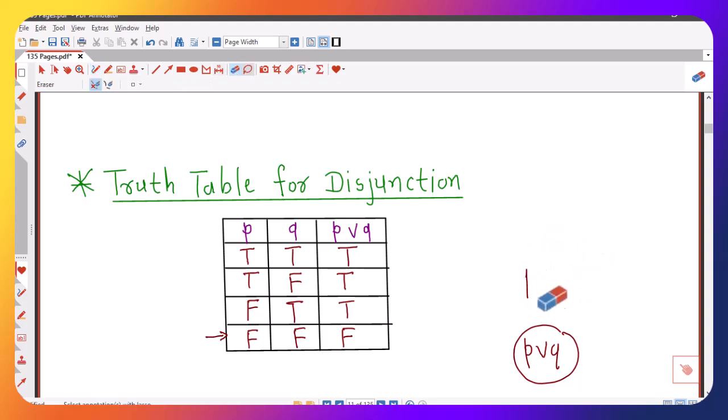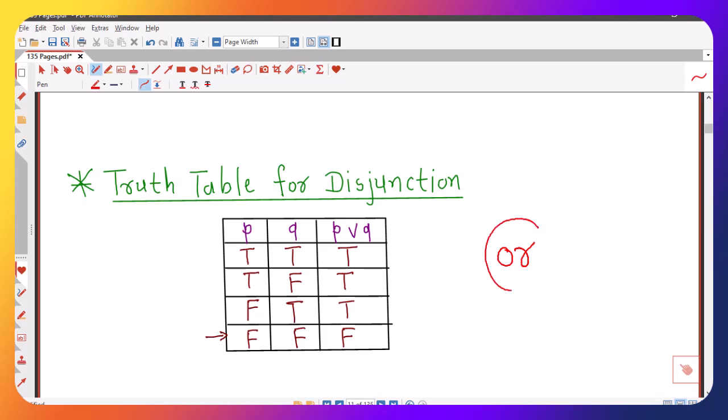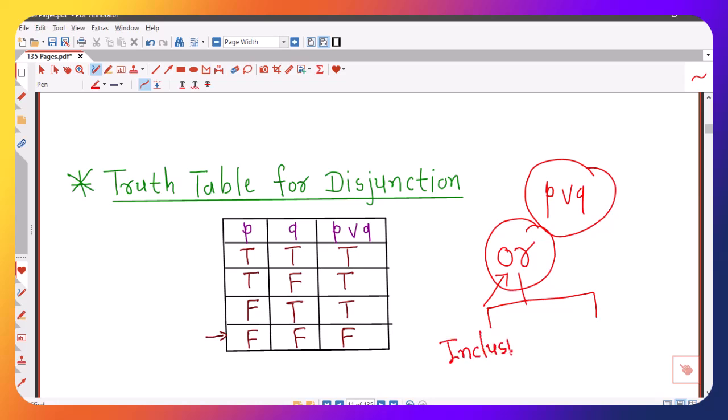Now we have one important remark for this disjunction operator. Here in the disjunction operator, whenever we write P or Q, we are using this word or, but in general language, this or has two meanings. It can be inclusive or, it can be exclusive or. Or has two meanings in general language or in the English language, inclusive or and exclusive or.